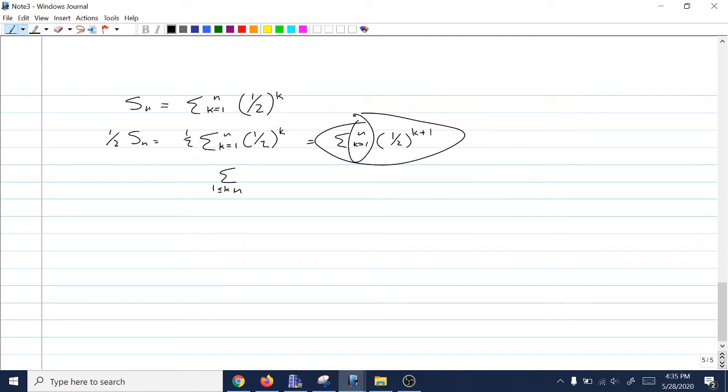The standard way of indexing a sum is one way to do it. Another way to do it is to write that as an inequality. The values of k we're talking about are the values of k where k is between 1 and n.